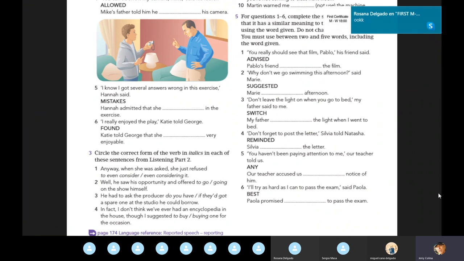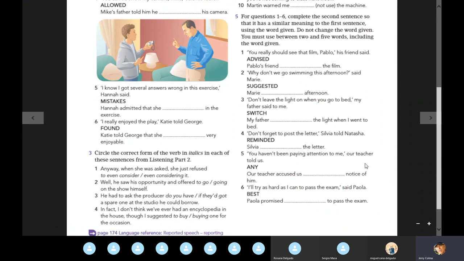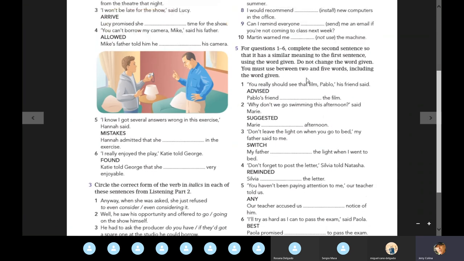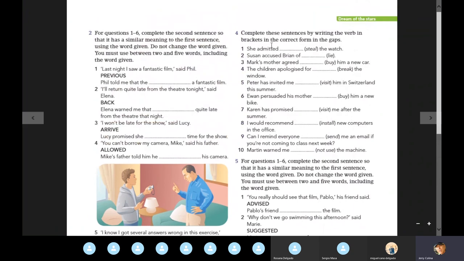Now, exercise four, page 89. Let's have a look at this exercise. Complete these sentences by writing the verb in brackets in the correct form. In the correct form, friends, please don't make mistakes with this. In the gaps. So the idea is to steal or stealing. To lie or lying. That is the option. I'm going to give you some minutes. Send me a message as soon as you finish.